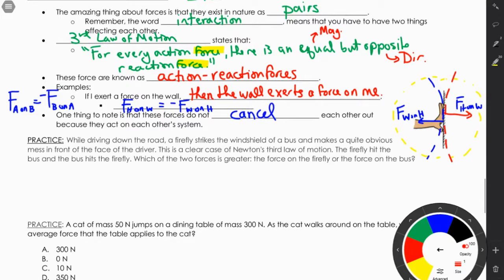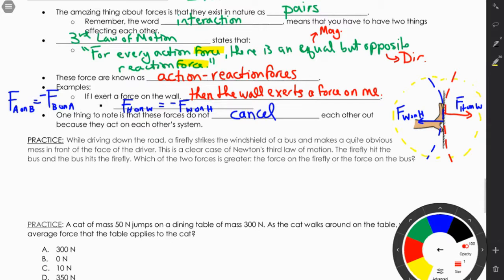Now let's just look at a couple questions here. The first question would almost certainly be more of a multiple choice question. All right, so while driving on a road, a firefly strikes the windshield of a bus and makes a quite obvious mess in front of the face of the driver. This is a clear case of Newton's third law of motion. The firefly hit the bus and the bus hits the firefly.